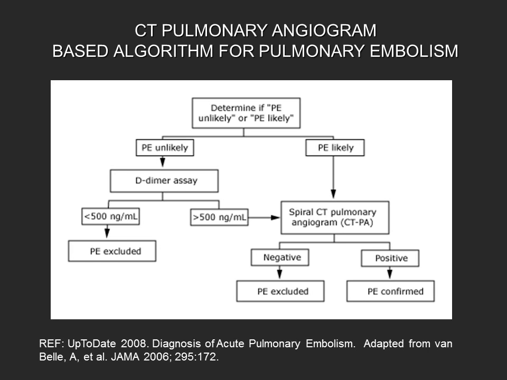A D-dimer value less than 500 nanograms per milliliter essentially rules out PE, while a value greater than 500 nanograms per milliliter requires further investigation in the form of CT pulmonary angiography. In patients clinically likely to have PE, obtaining a D-dimer level is bypassed in favor of direct CT pulmonary angiography imaging. A negative CT pulmonary angiogram excludes PE, while a positive CT pulmonary angiogram confirms PE.